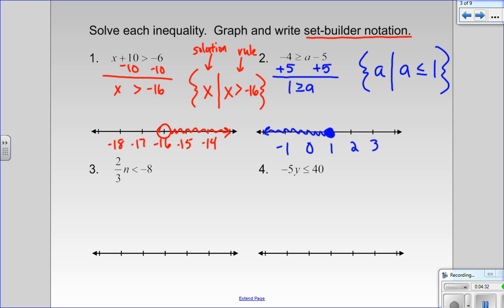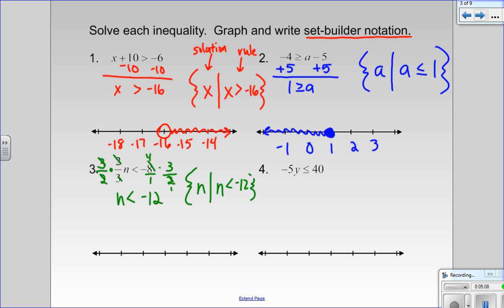We could try and clear the fraction, but what I'll do is I'll just multiply by the reciprocal to isolate the variable. 3 over 2. And so we'll remember that this is 8 over 1. So you get n is less than -12 over 1, which is -12. Now we don't need to flip the sign since we multiplied both sides by a positive 3/2. Let's write our solution in set builder notation. n as our solution, as long as n is less than negative 12.